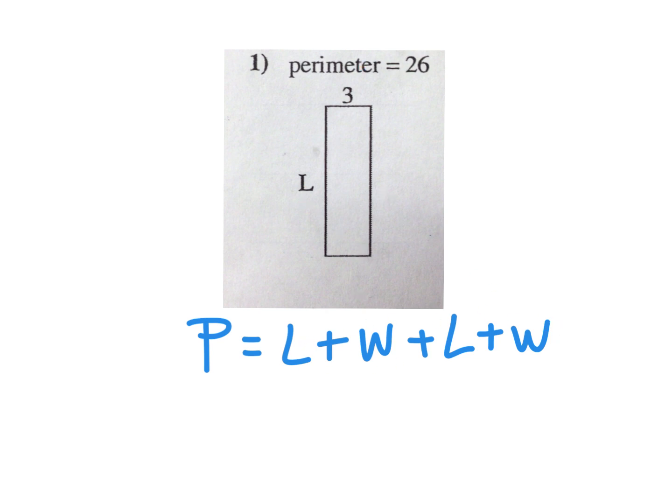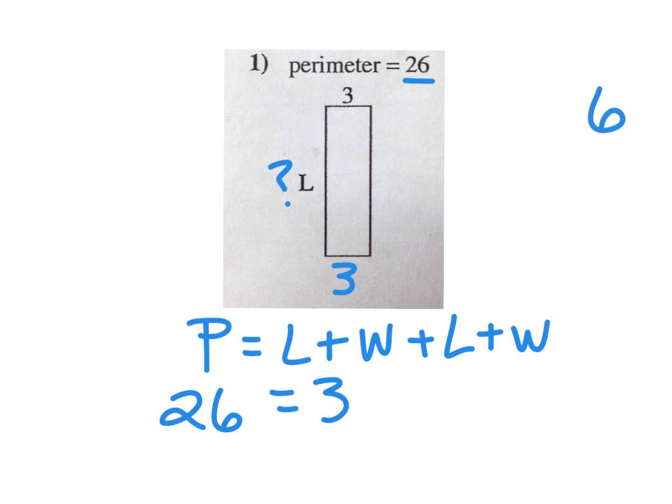They know the total perimeter is 26. And they know one side is 3. But they don't know what the other side is. So we have to do a little figuring out here to find that mystery side. So I'm going to remind you, if this side is 3, then this side is 3. And if we add these together, we get a total of 6.